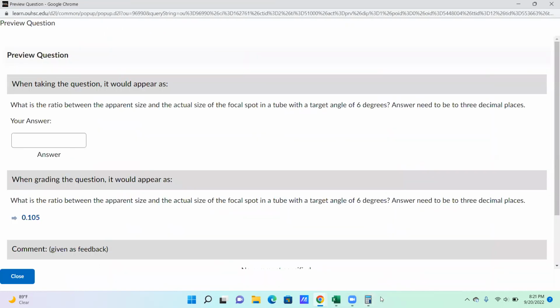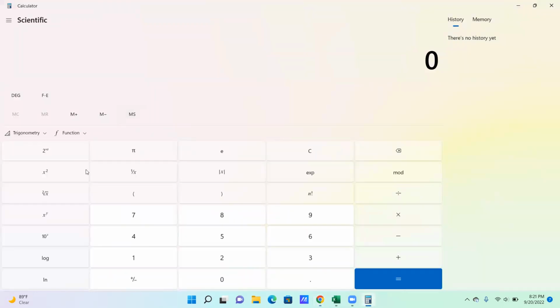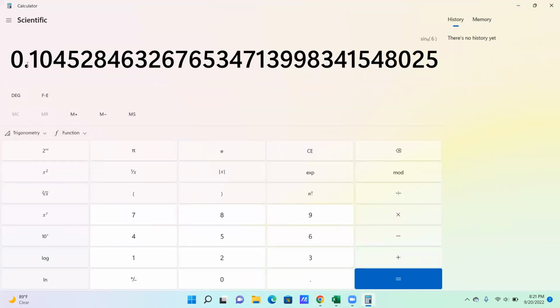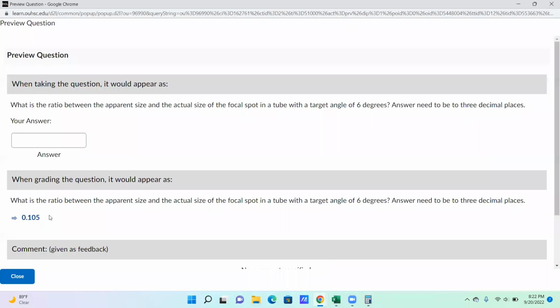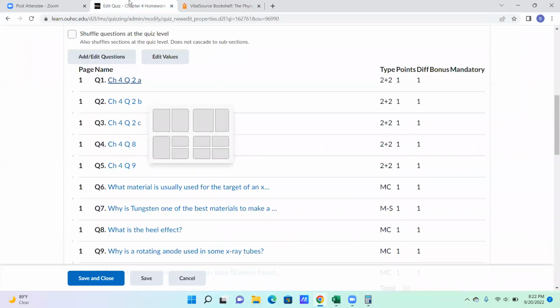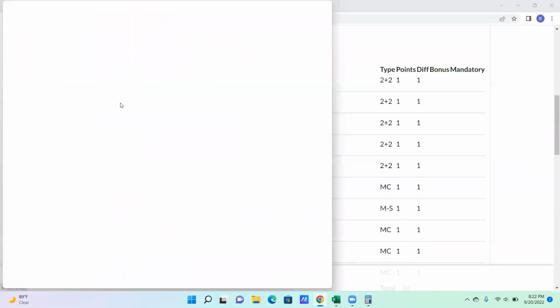So if you go to the calculator, I type in 6, go to trigonometry, take the sine of it. So you can see here it's 0.105, which I believe that's what this is. So that is how you work the first question. Let's go to the second.